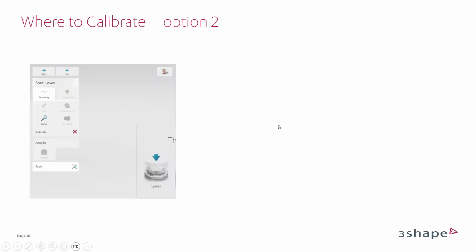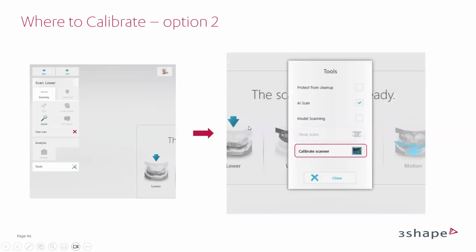The second option is that you can also calibrate your scanner when you're using your scan workflow. If you press the Tools button, you have the option Calibrate Scanner, so you can calibrate the scanner before you proceed with the scanning.